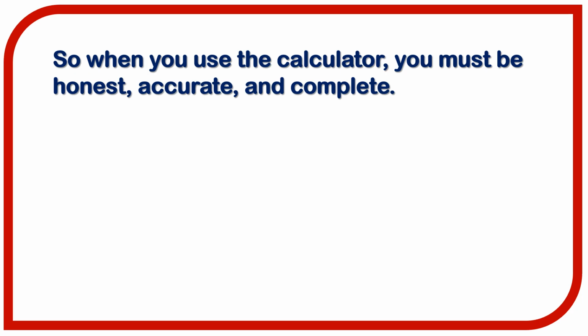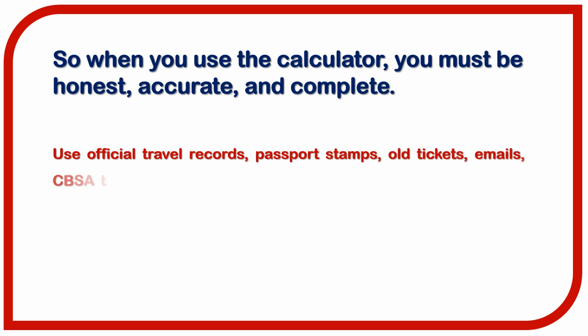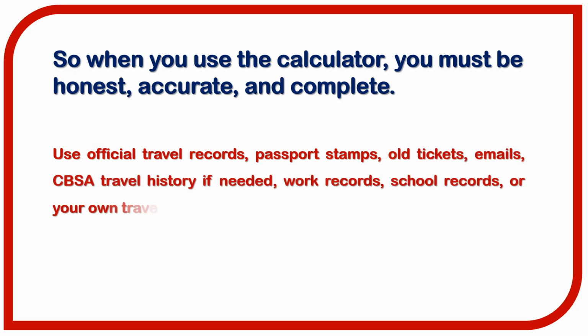So, when you use the calculator, you must be honest, accurate, and complete. This is not a section where you should estimate casually. Use official travel records, passport stamps, old tickets, emails, CBSA travel history if needed, work records, school records, or your own travel journal to verify dates. IRCC specifically says that the travel journal is for your personal use to help complete the physical presence calculation, and you do not need to submit the travel journal itself with the application. That means the journal is your support tool, but the official thing you submit is the calculator printout.